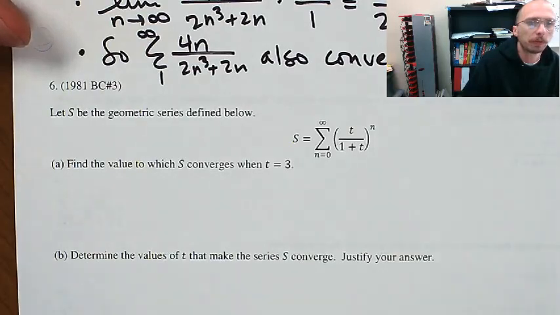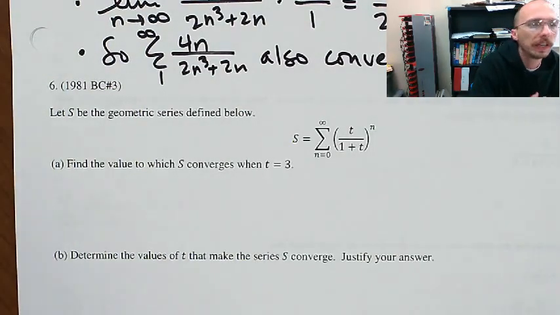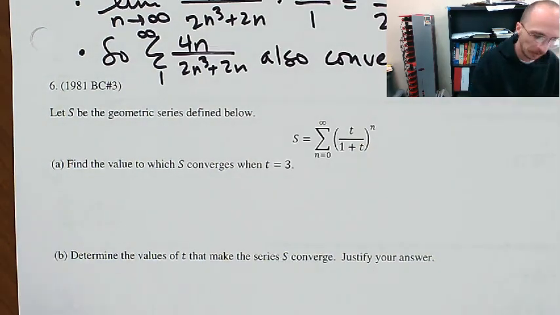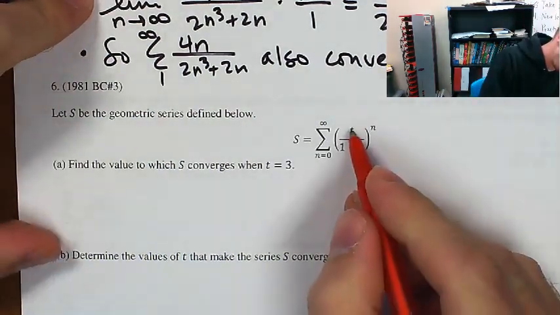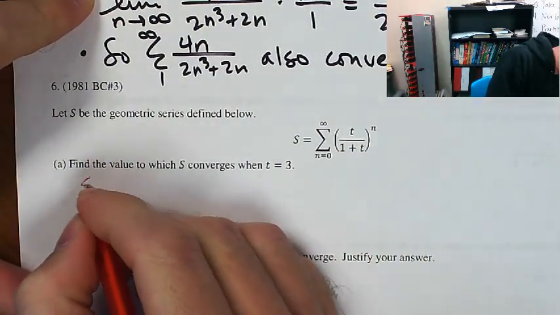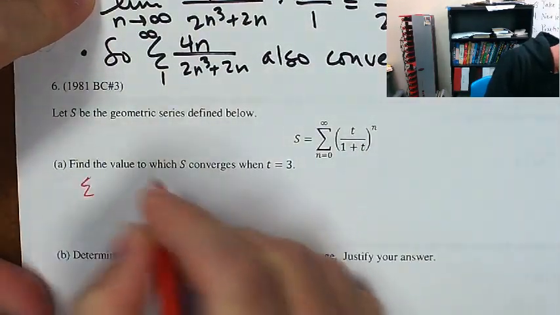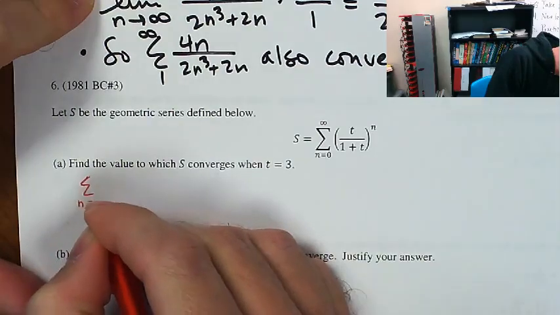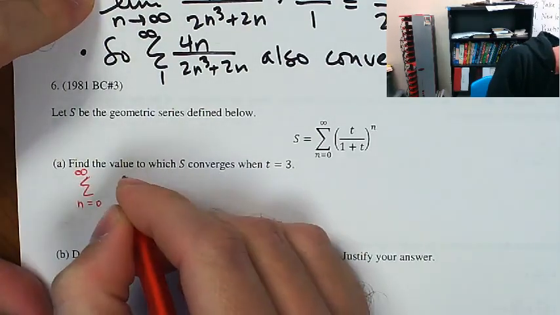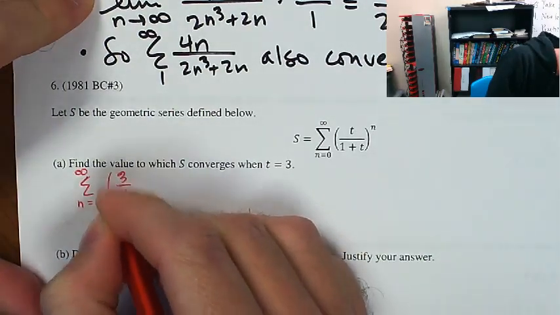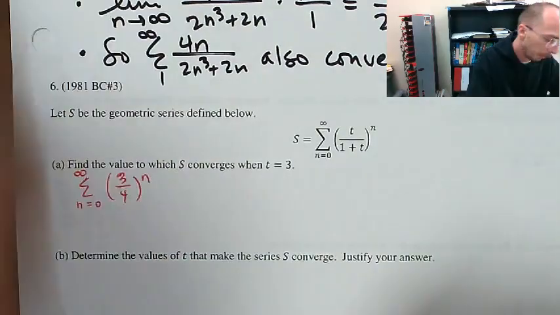Okay, S is a geometric series right here: the sum of t over 1 plus t to the n. Find the value to which S converges when t is equal to 3. Okay, so I'm just going to start by plugging in t equals 3. I think that's going to be the thing to do. So 3 over 4 is going to be the thing inside the parentheses. So it's the sum from n equals 0 up to infinity of 3 over 4 to the nth power.